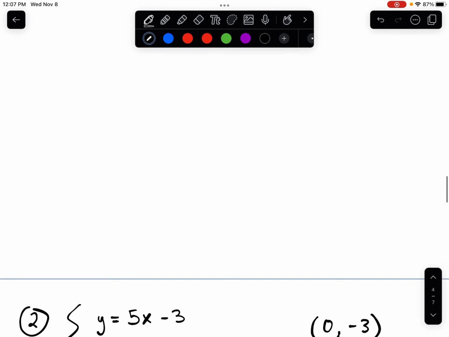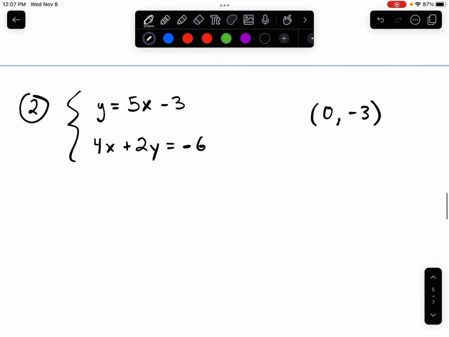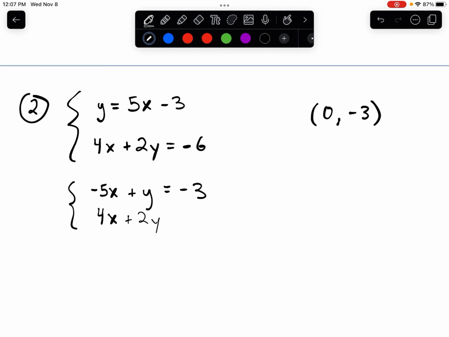All right, if we do a second problem, now notice that this one is not quite set up for us yet, right? This is not in standard form, so I'm going to have to go ahead and subtract 5x on both sides. That's going to give me negative 5x plus y equals negative 3. And then I'm just going to copy paste that bottom equation. All right. So now I have everything in standard form, right? My x's are lined up, my y's are lined up, and my constants are lined up.